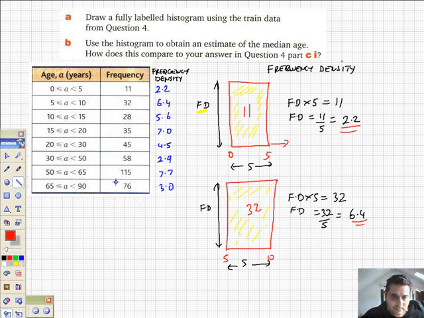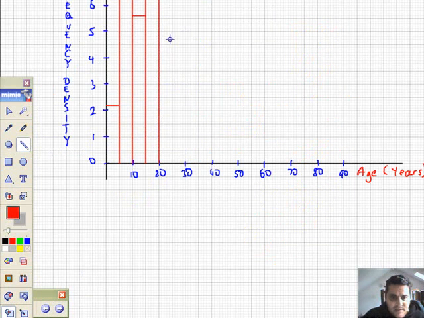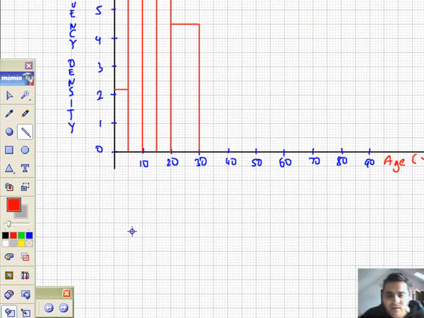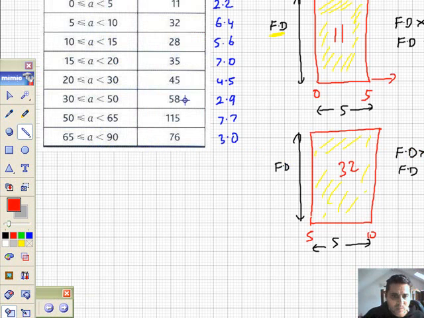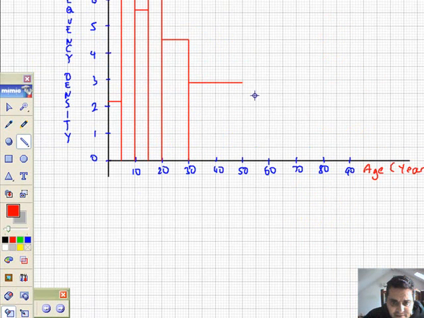That's that one. And then we go from 20 to 30, height of 4.5. 20 to 30, 4.5. Straight across like that. Drag it straight down. It's the first one with a class width of 10, as opposed to 5 for the others. Next one, we're going to go 30 to 50 with an FD of 2.9. 30 to 50, 2.9, 3 is there, 2.9 is about there. 30 to 50 is quite a fat rectangle, isn't it?